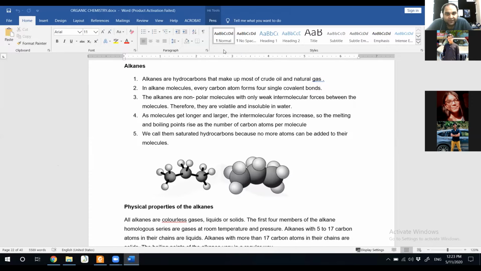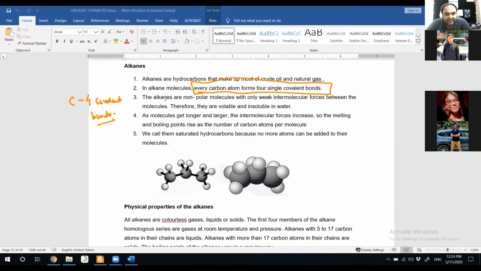So in case of alkanes or alkenes or alcohols or any organic compound, we have to remember that every carbon atom forms 4 bonds. For alkanes it's 4 single bonds, but generally each carbon can form 4 covalent bonds.